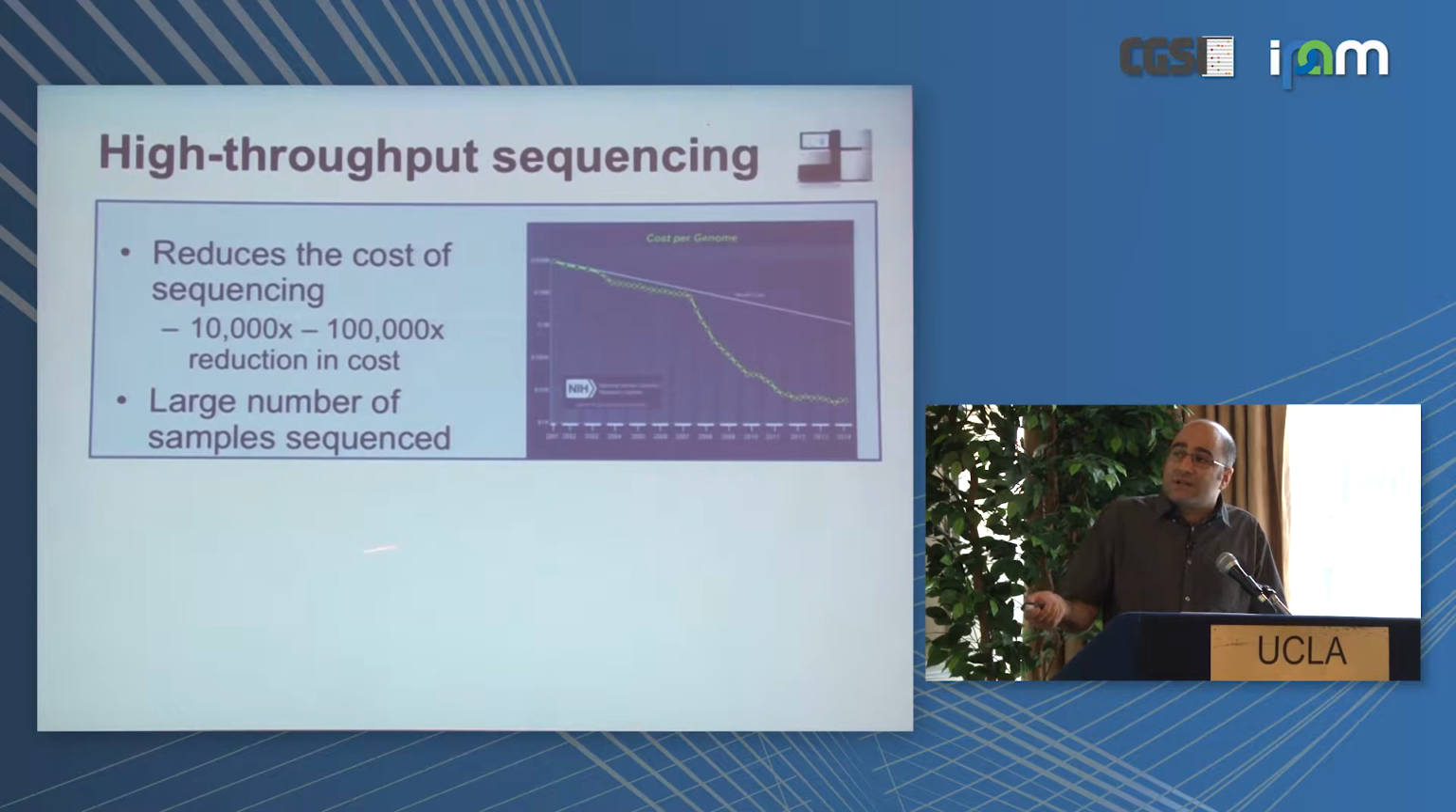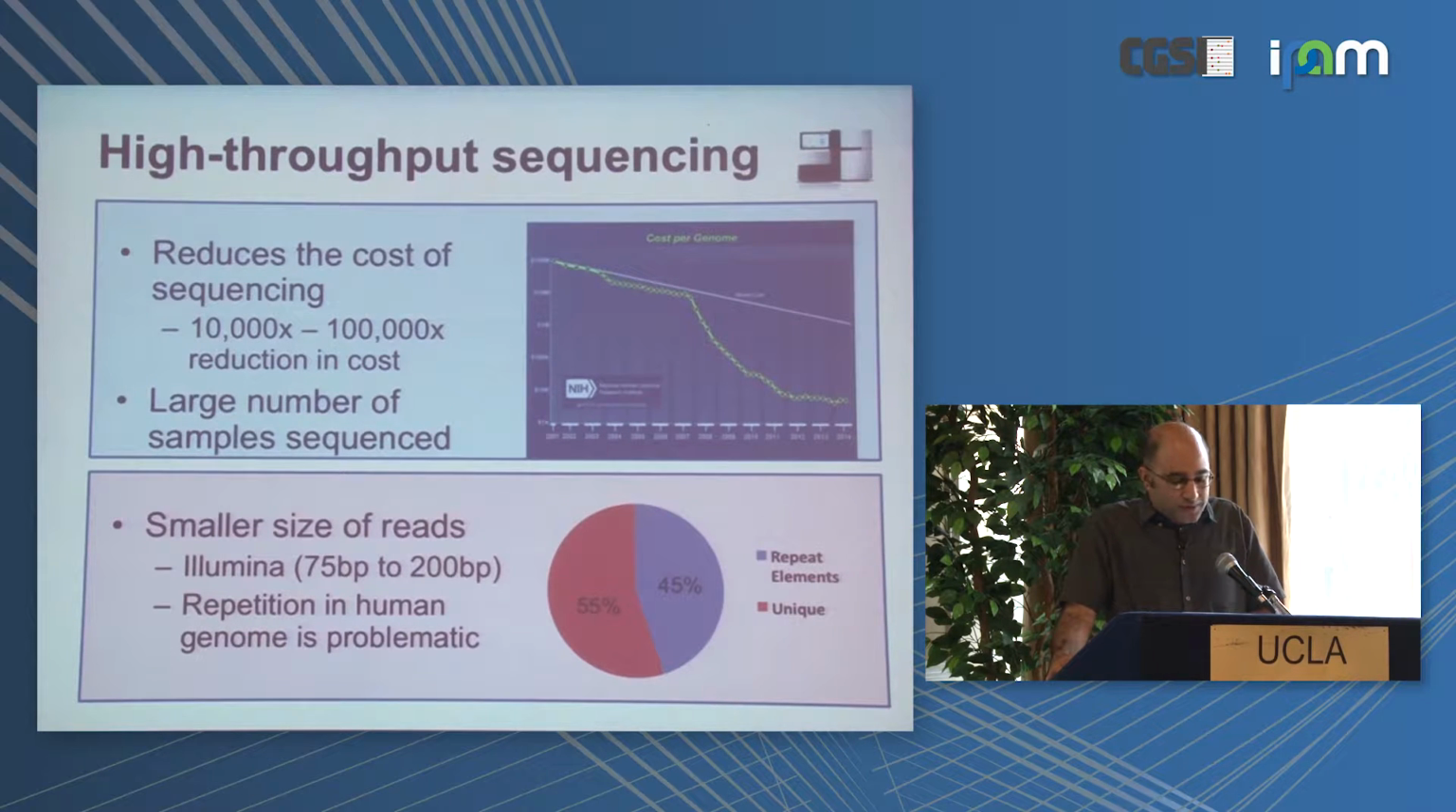And this has given us the capability to sequence thousands and thousands of genomes. For instance, just last week, 10,000 whole genome sequences with high coverage were released by a company, which was not imaginable 10 years ago. But this extreme power of whole genome sequencing, and especially high-throughput sequencing, has its drawbacks too. Mainly, the reads that are produced by these technologies tend to be quite short. For instance, the most common technology, Illumina, produces reads between 75 base pairs and 200 base pairs.